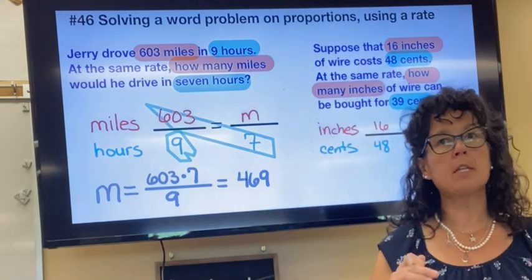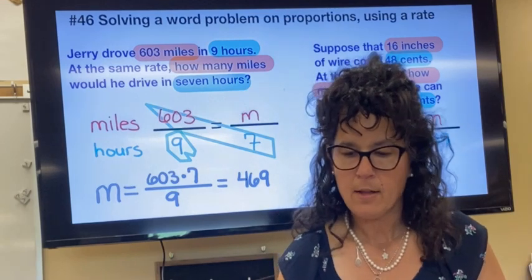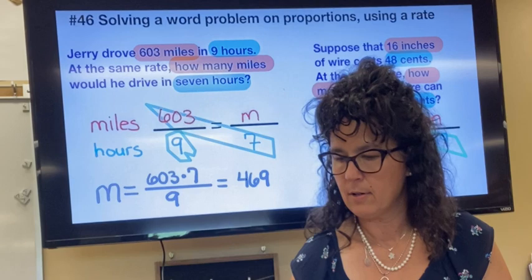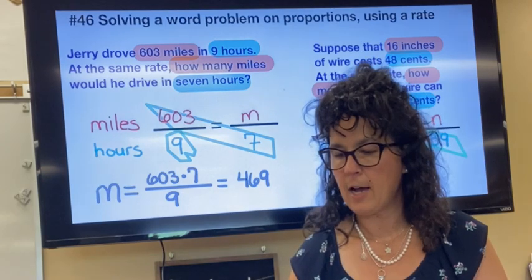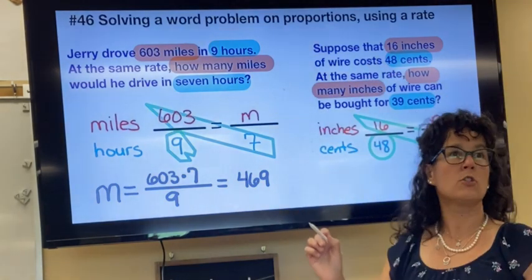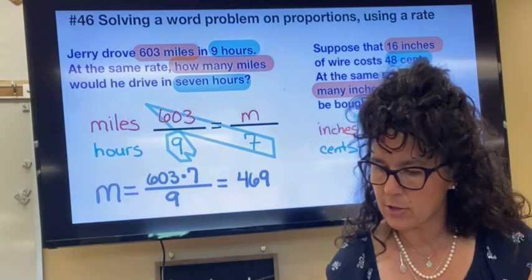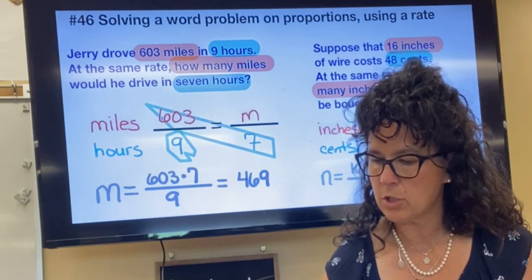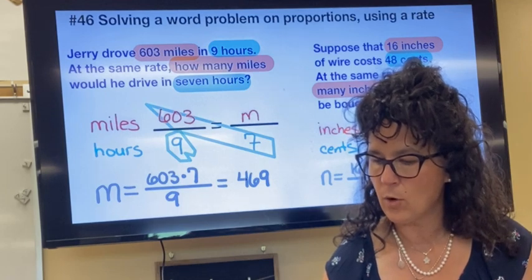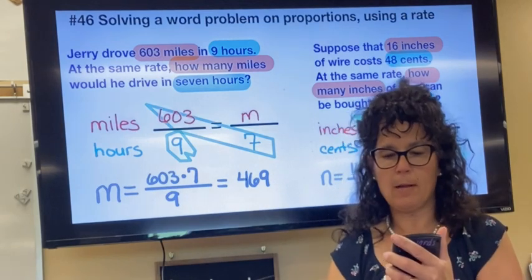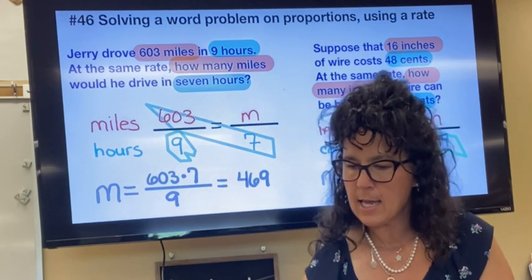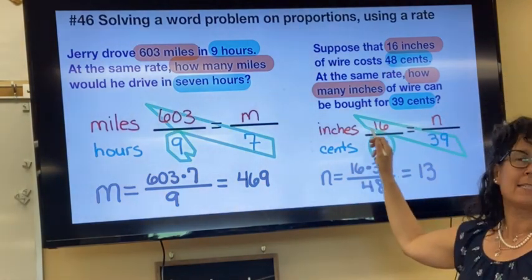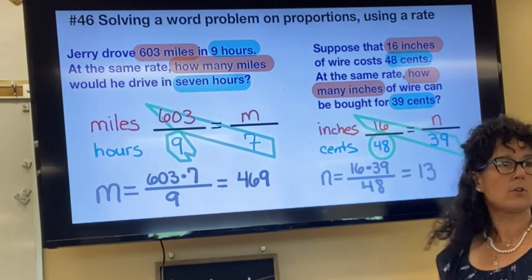And then to solve a proportion, you cross multiply, then divide, which means that I'm going to take the numbers that are diagonal, multiply those together, and then divide by the number that's diagonal to the letter. So my final answer here, n is going to equal 16 multiplied by 39 divided by 48. So I'm going to do that multiplication. 16 multiplied by 39, enter, divided by 48 equals, and I get 13. So if you can, for 48 cents, get 16 inches, then for 39 cents, you can get 13 inches.